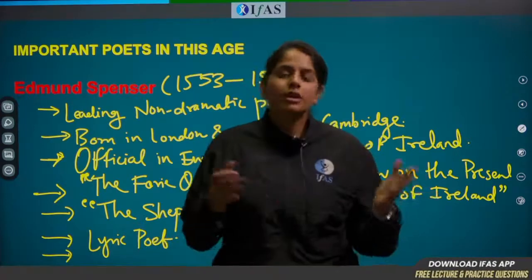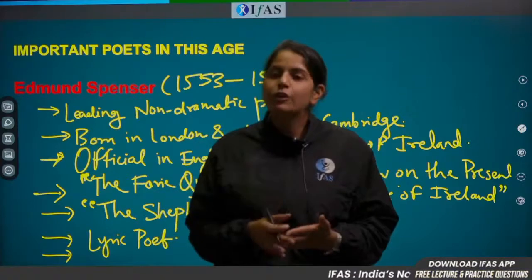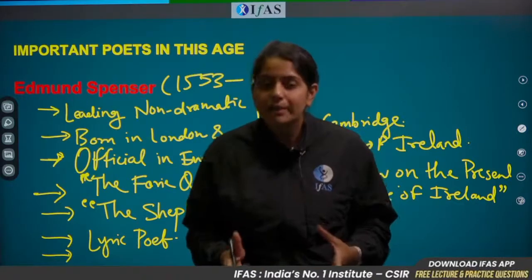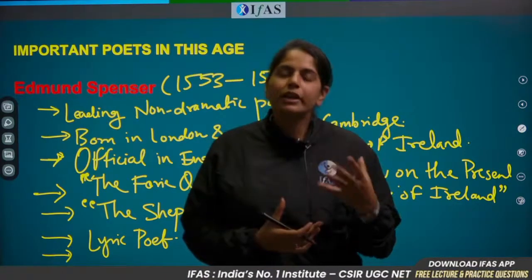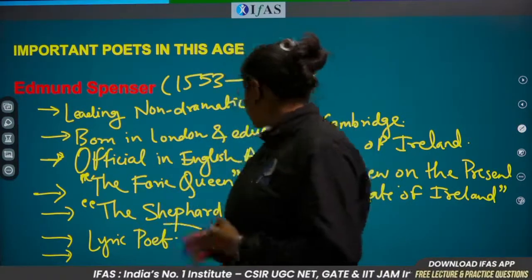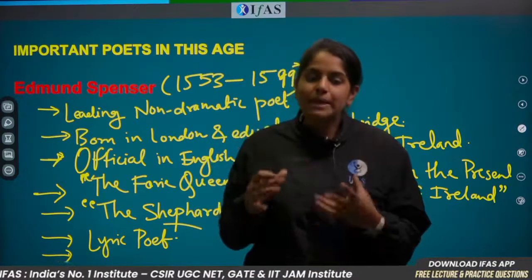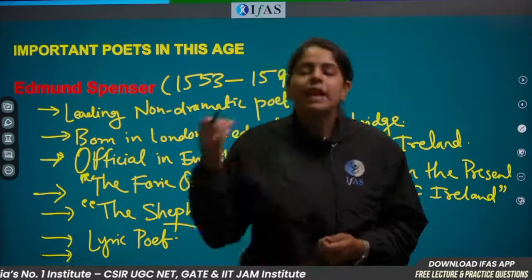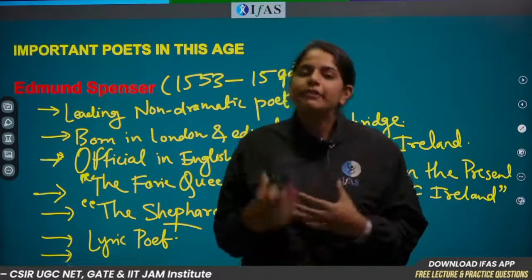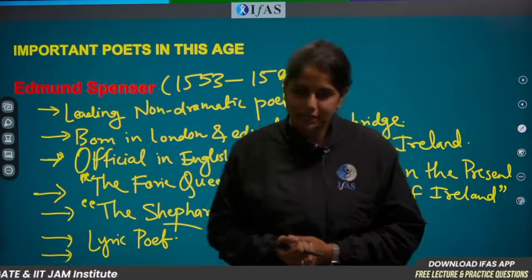So do this, follow this, start reading about it, start learning whatever I'm telling you, go in depth. In these sessions, we don't get that much time to explain everything in detail. So go in detail, see what is there in The Shepherd's Calendar, why he was called a lyric poet, which famous lyric poetry he has written. Then also read that poetry, and you will gradually start developing interest in that topic. And you will not find the topic difficult.